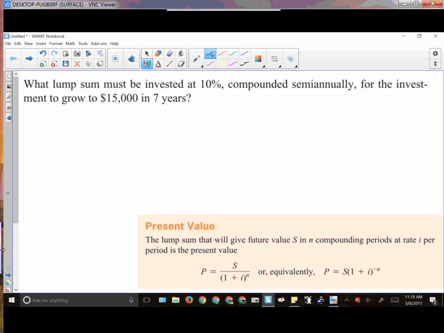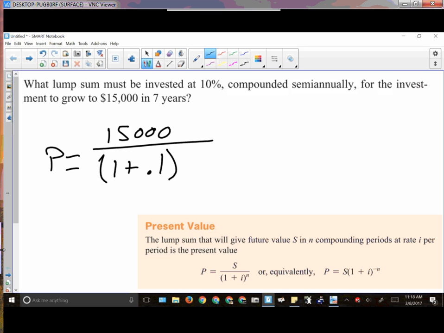So as I set this one up, P is going to be equal to 15,123 over 1 plus. What is my interest rate? 0.1. How many periods am I going to compound that? Well, I'm compounding it semi-annually, correct? So if I'm compounding it semi-annually for 7 years, how many times is that? What is semi-annually?